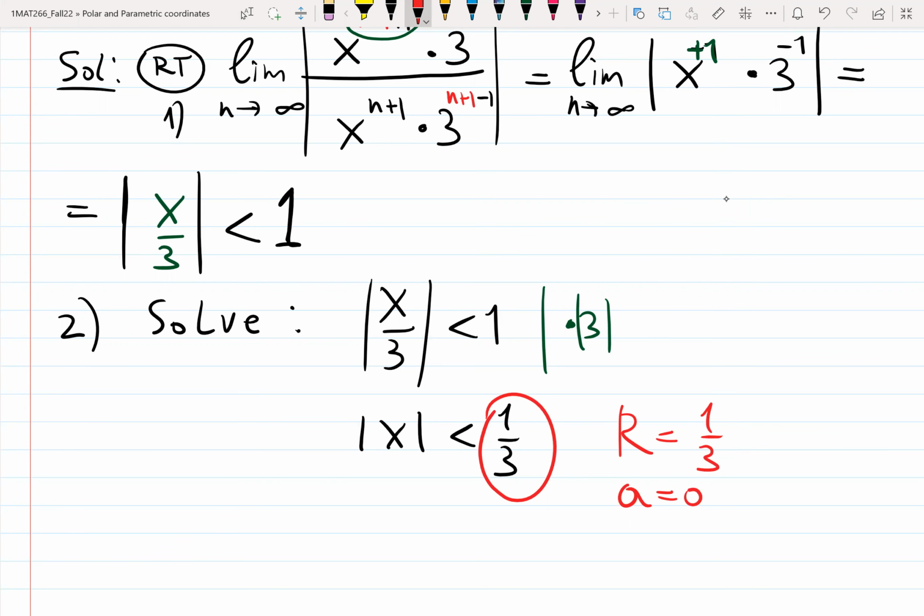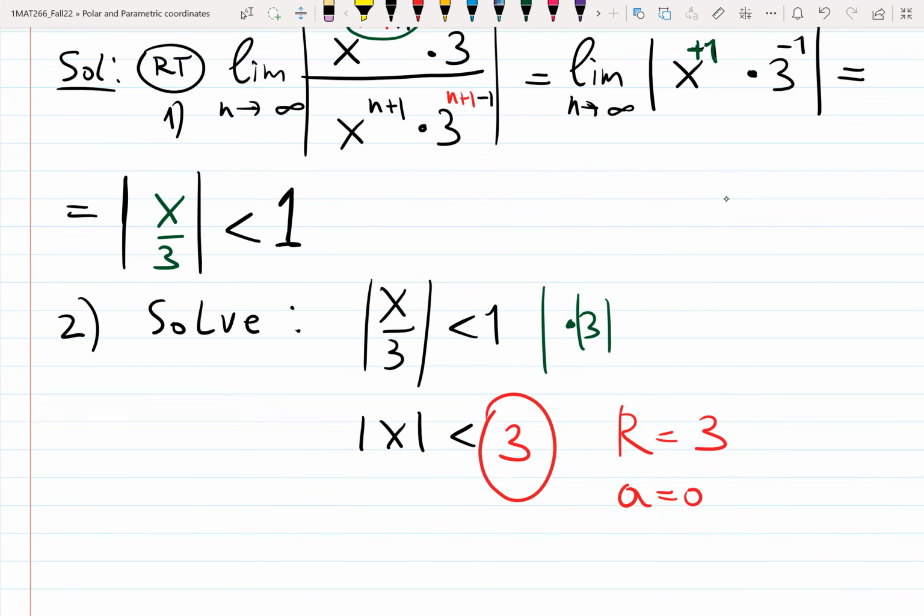Shouldn't it be 3? Thank you. Why did I write down 1/3? Yeah, see, that's why I don't teach after 1 p.m. Usually I'm trying to teach. Radius is 3, because if you remember, multiplying by 3 gives you 3.